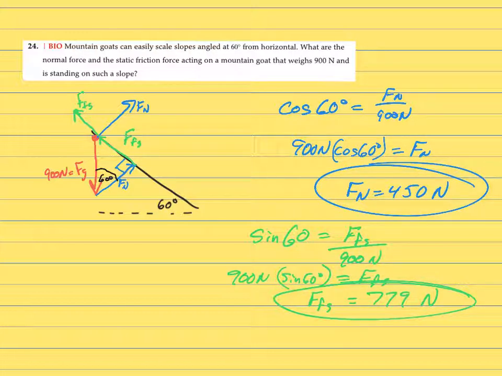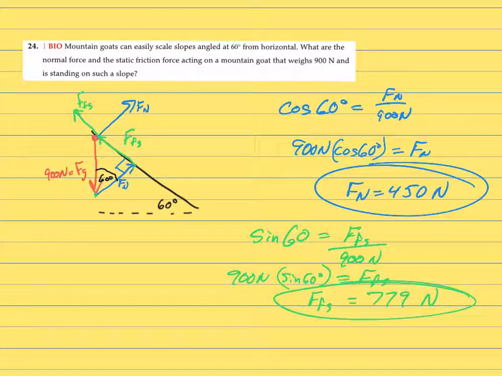This only works because it's at static equilibrium and all the forces equal 0. So all of my forces go back to that red dot there. So I start at the red dot, go down to there, from there over with my force normal, and then back up to the red dot. 779 for that. Woo woo.